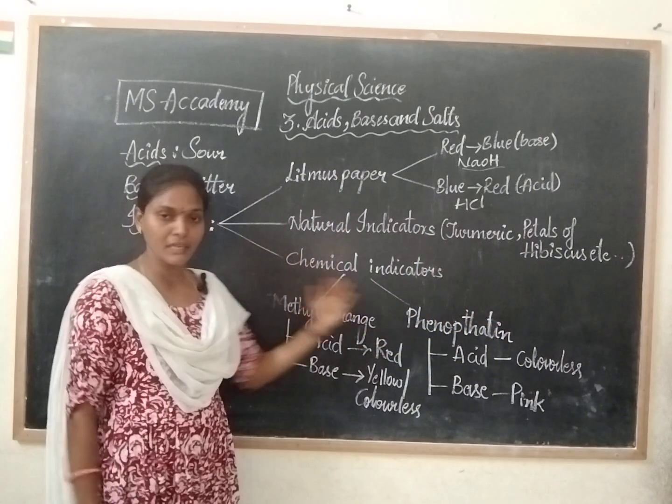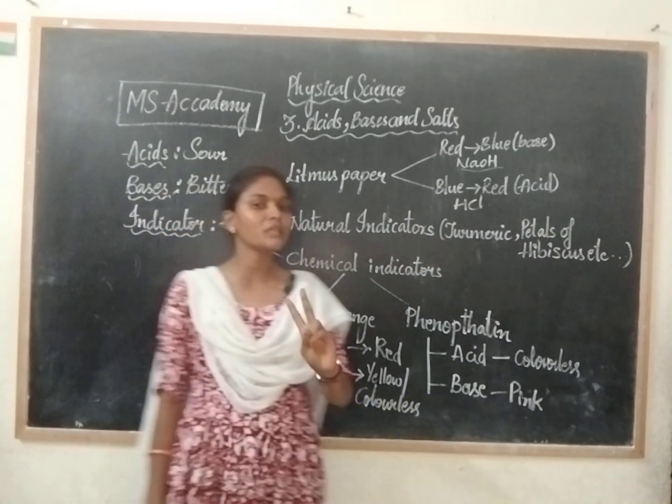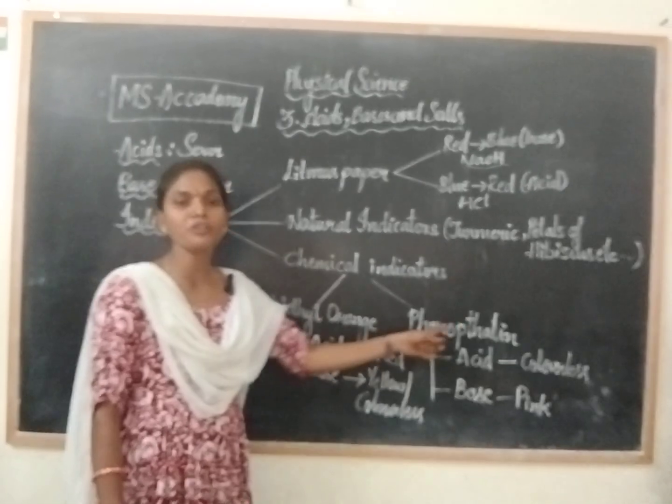You can take examples of turmeric paper and petals of hibiscus. And next, chemical indicators. Chemical indicators are of two types. What are those? Methyl orange and phenolphthalein.